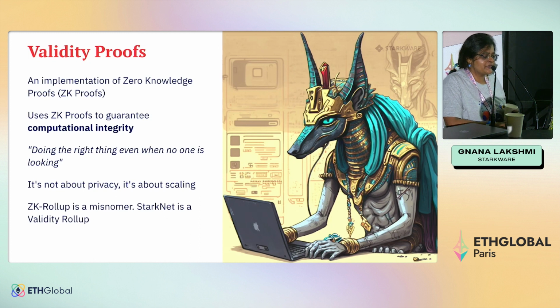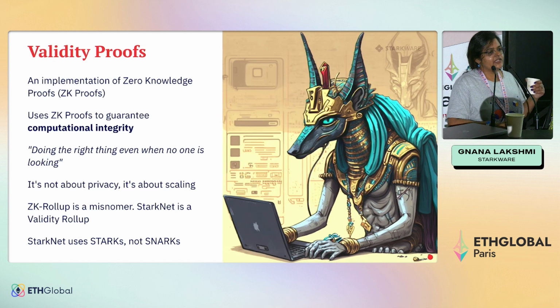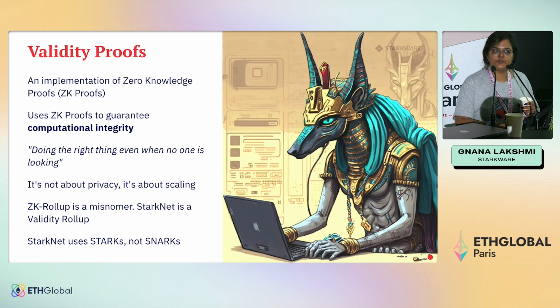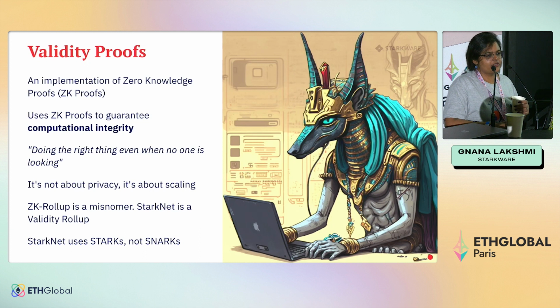Like I said, ZK rollup is a misnomer and Starknet is a validity rollup. It uses a particular algorithm called STARKs, not SNARKs. Two advantages of STARKs I want to quickly run through before passing it over to Omar. The first one is that STARKs are post-quantum secure because they don't rely on elliptic curve cryptography. They rely on collision-resistant hashes. And the second is STARKs do not require a trusted setup, whereas SNARKs do. So they are decentralized from the get-go.